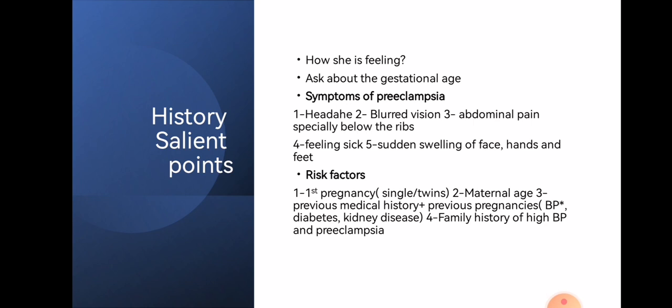And the next part is asking about the risk factors. The risk factors are the first pregnancy, the maternal age, and previous medical history, which includes her previous pregnancies, blood pressure, diabetes, kidney disease, or any autoimmune disease. Then you have to ask about any family history of high blood pressure or family history of preeclampsia.